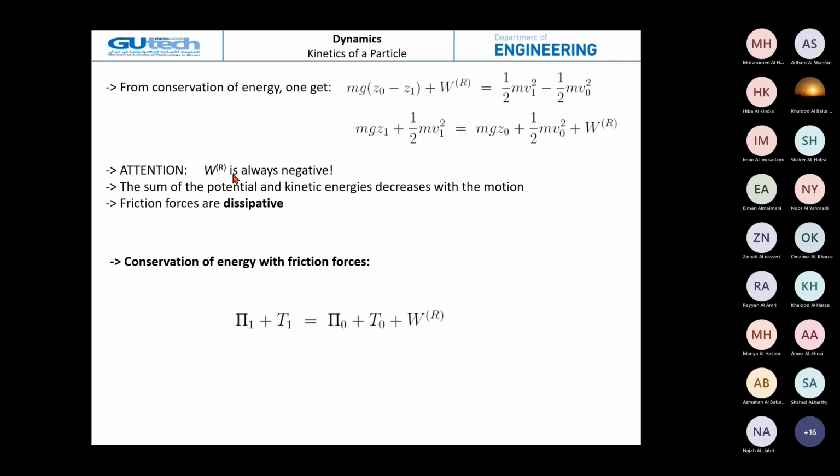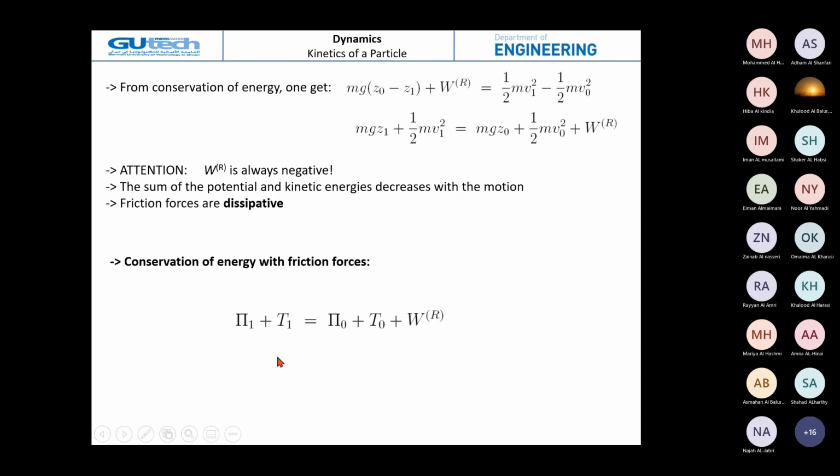Now, W_R is always negative. Why? Because it's always against the motion. Now, the sum of the potential and kinetic energy decreases with the motion. In this case, friction forces are dissipative.